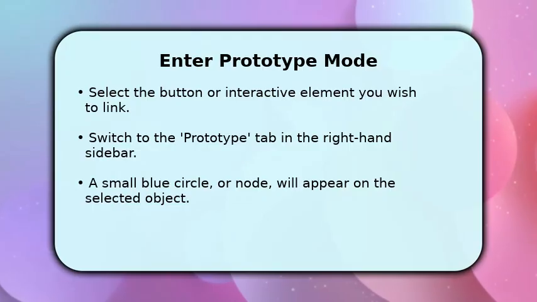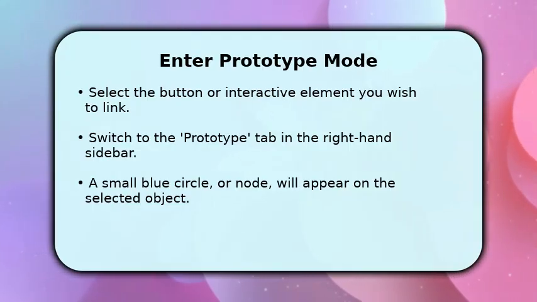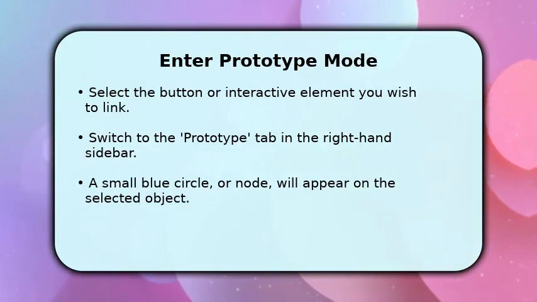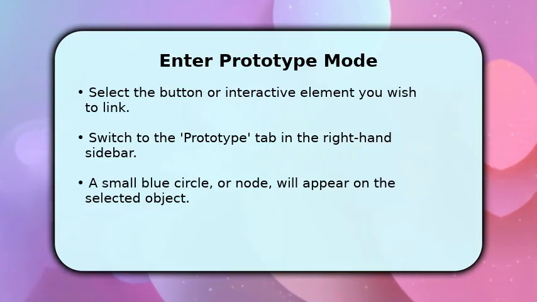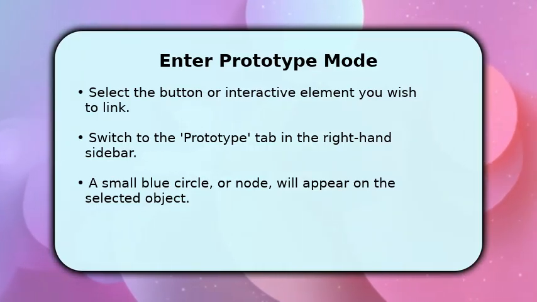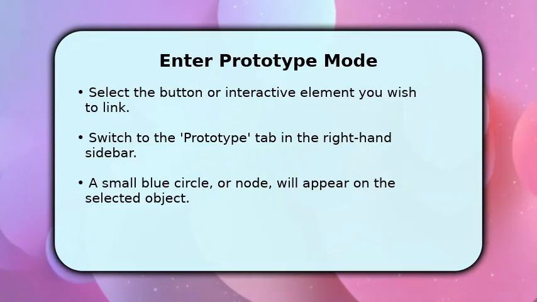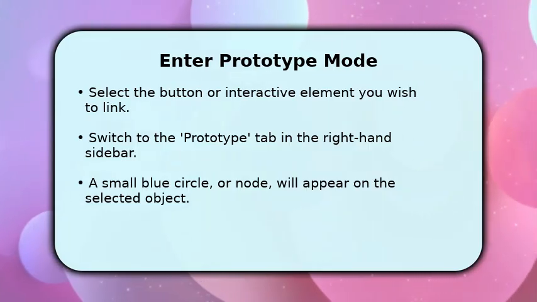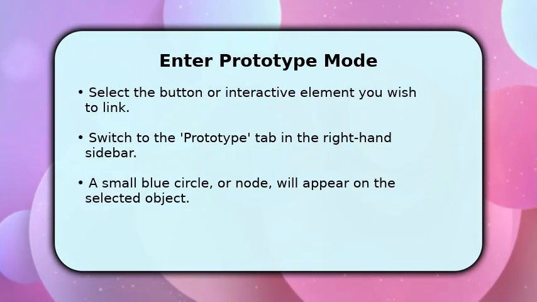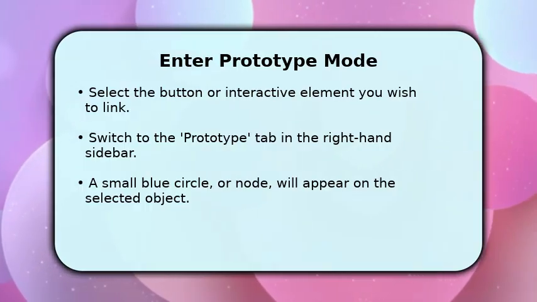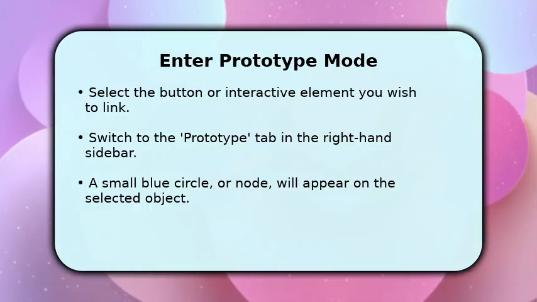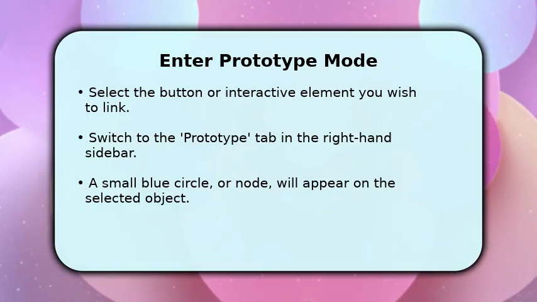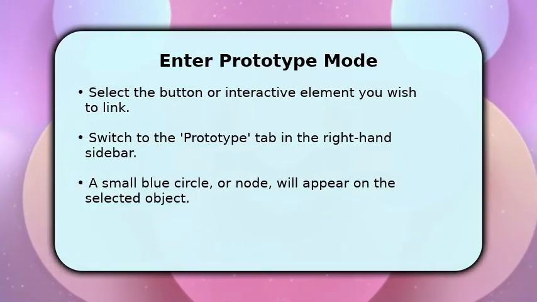First, open your Figma project and locate the button or element you want to make clickable. Once selected, navigate to the right-hand sidebar and click on the Prototype tab. This action enables the prototyping tools. You will notice a small blue circle appear on the right side of your selected button. This blue circle is your connection node, ready to initiate an interaction.